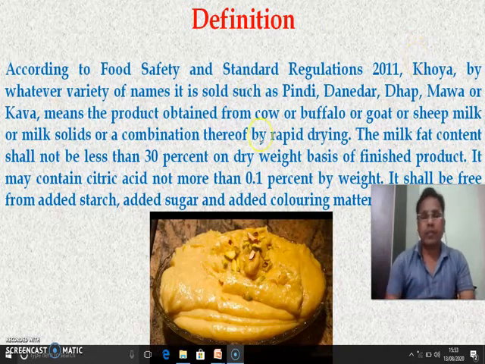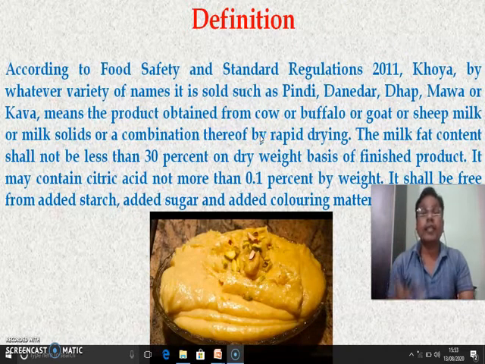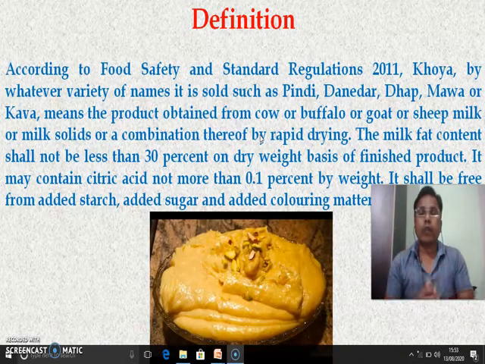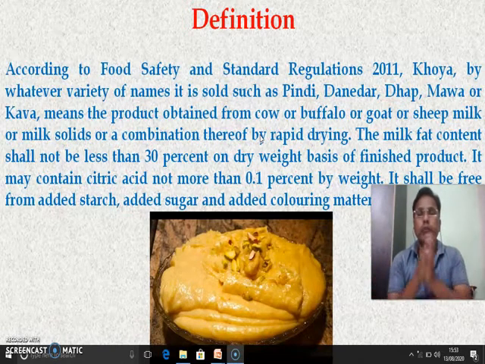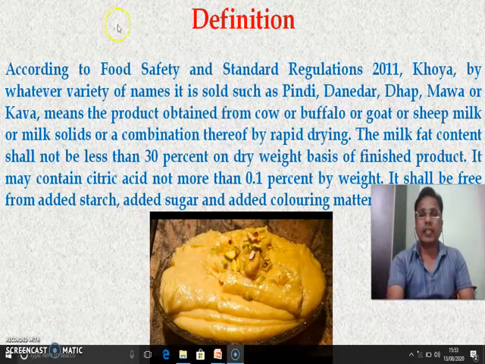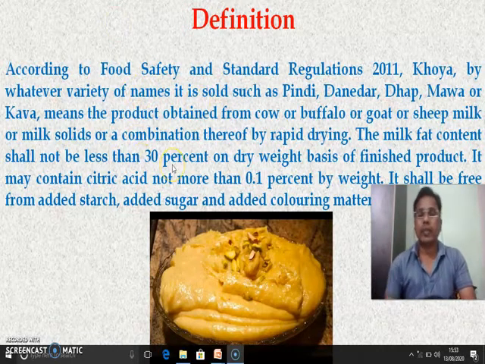Again, one more definition that we are going to see is according to the PFA rules 1976. Khoa may be defined as the product obtained from cow milk, buffalo milk, or a combination thereof by rapid drying, in which the fat content should not be less than 20%. So, according to PFA rules 1976, fat should not be less than 20%, whereas in the Food Safety and Standards Regulation 2011, the fat percentage should not be less than 30%.